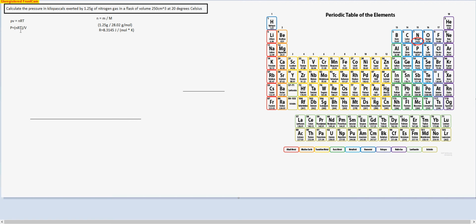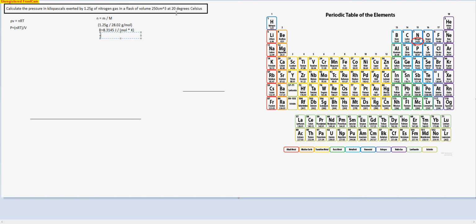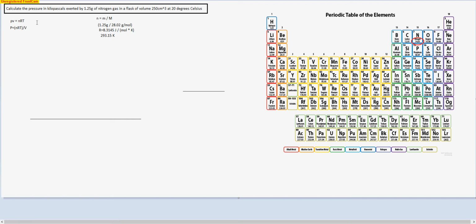And then our temperature is given to us in Celsius, but we need to convert that into Kelvin. So 20 degrees Celsius, to convert Celsius to Kelvin, all you've got to do is add 273.15 to it. So in this case, 273.15 plus 20 is going to be 293.15 K in Kelvin. Okay, so we have everything except for our volume, and our volume could be a little tricky.